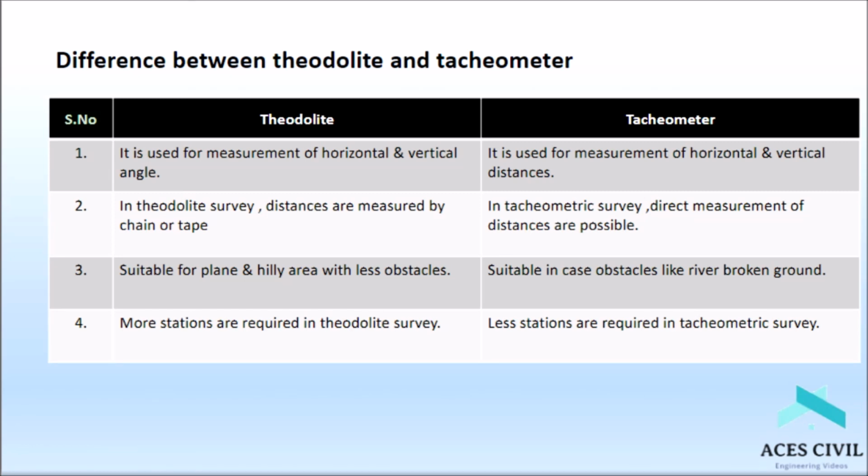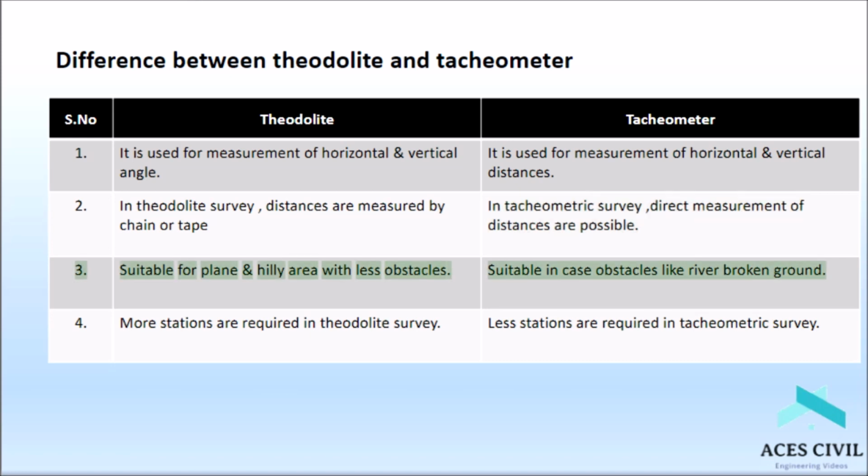Difference between theodolite and tacheometer. 1. Theodolite: it is used for measurement of horizontal and vertical angles. Tacheometer: it is used for measurement of horizontal and vertical distances. 2. In theodolite survey, distances are measured by chain or tape. In tacheometric survey, direct measurement of distances is possible.